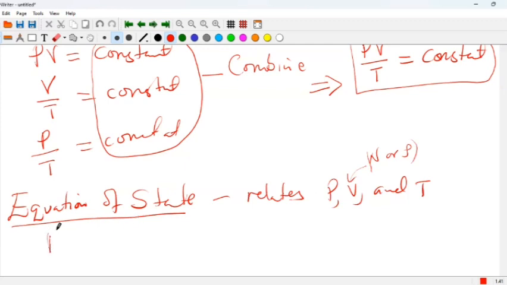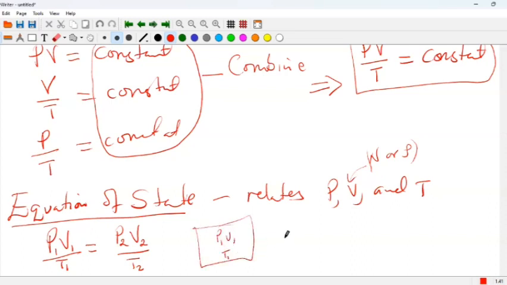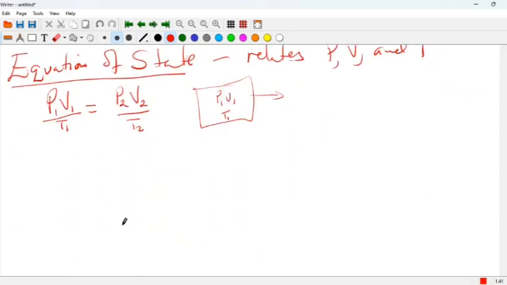And we've seen that pressure 1, volume 1 over temperature 1 is equal to pressure 2, volume 2 over temperature 2, meaning that when you have a system with pressure 1, volume 1, temperature 1, if you change any one of these, the other two will also change to new values so that this product and this product is a constant.